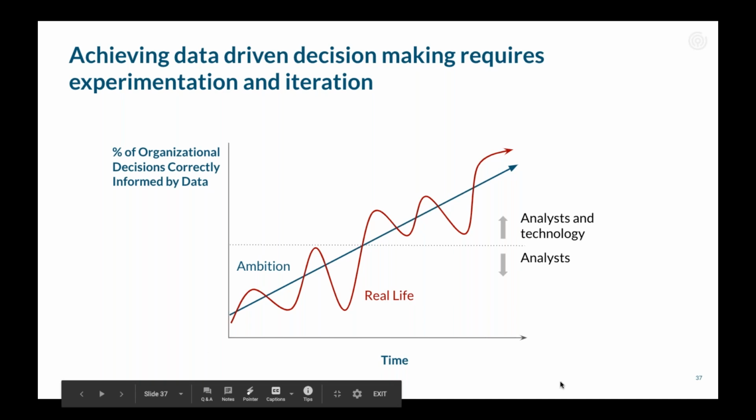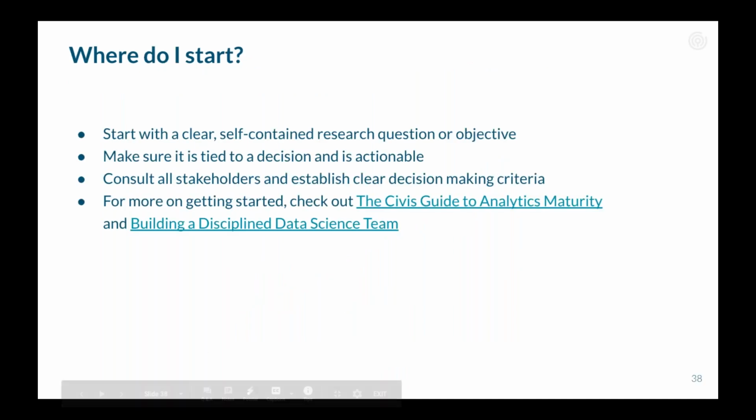With this, you may be asking, where do I start? We wanted to share some advice for how we think about making data-driven decisions. Importantly, you should start with a clear, self-contained research question or objective. Oftentimes, biting off more than you can chew can take a project from the beginning.